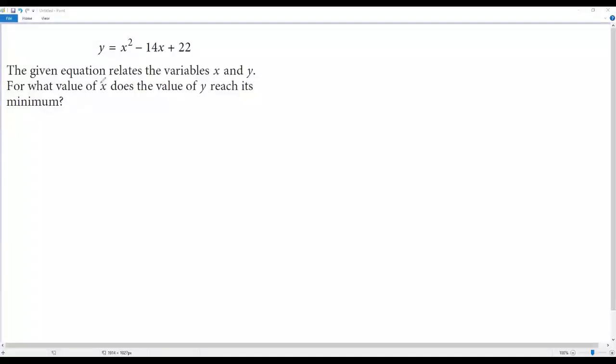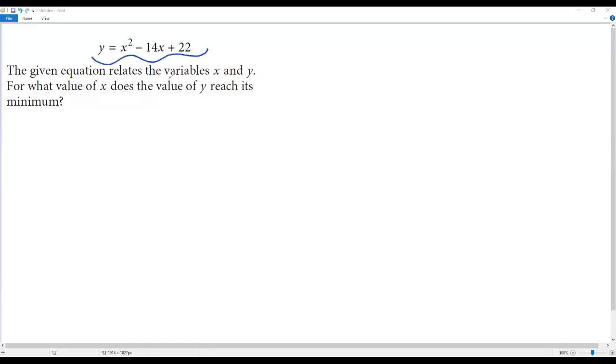Here we have a SAT math question. Okay, let's go with the information. y equals x squared minus 14x plus 22. The given equation relates the variables x and y. For what value of x does the value of y reach its minimum? So we have to find the value of x for which y reaches its minimum.